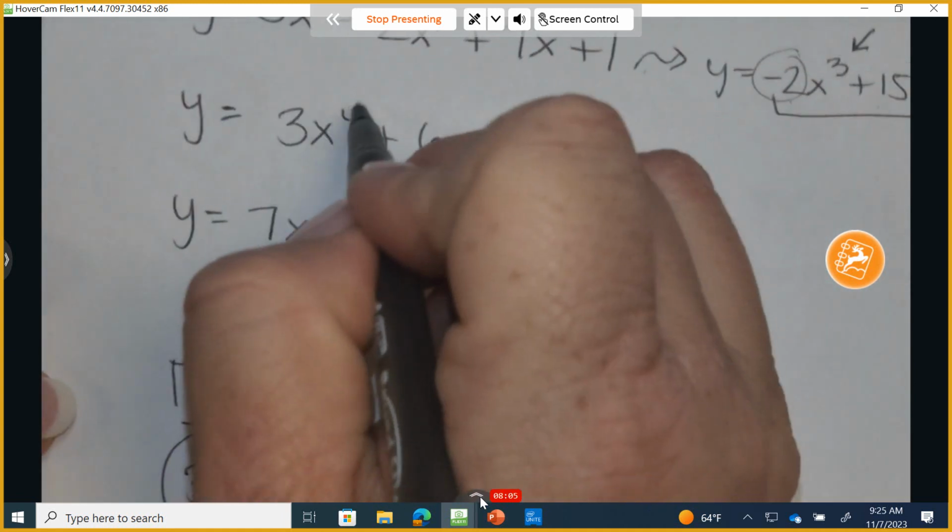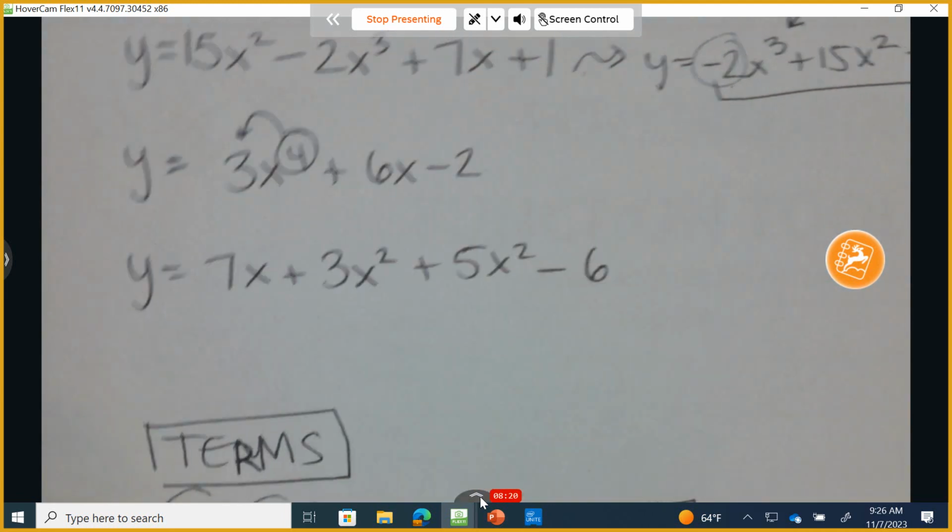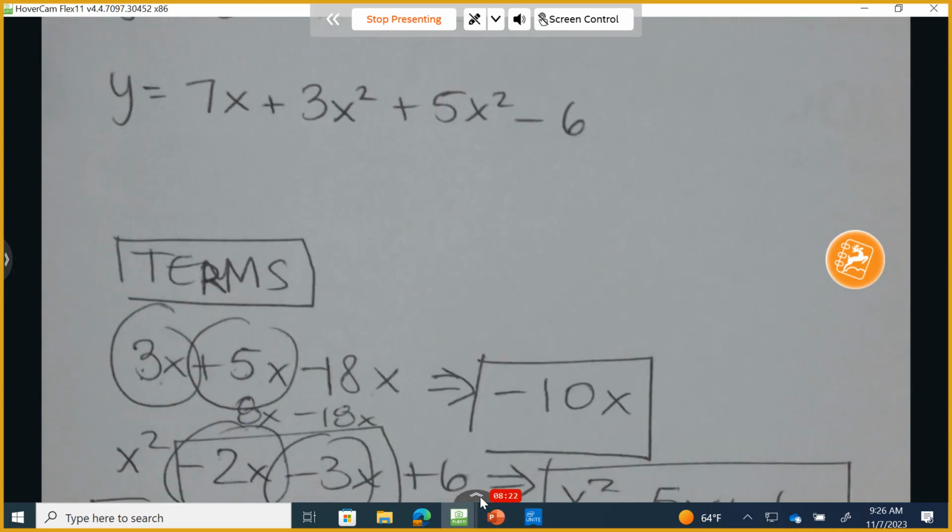Degree 4. Awesome. Now, without looking at your notes, what term is degree 4? So what function type is it? Quartic. It's quartic. What's the leading coefficient? 3. Okay, here's your next one.